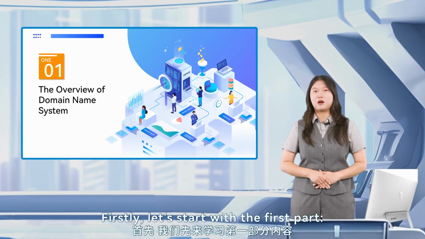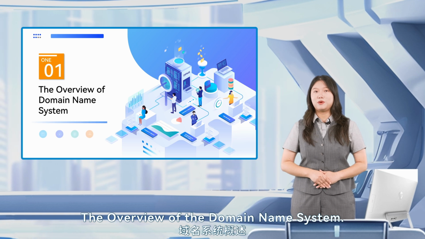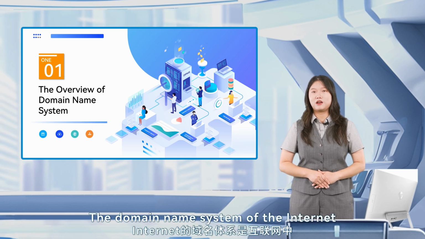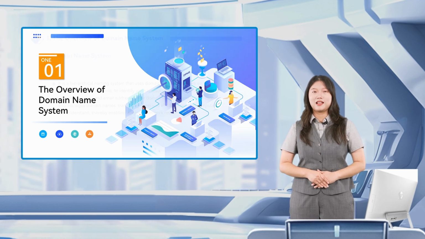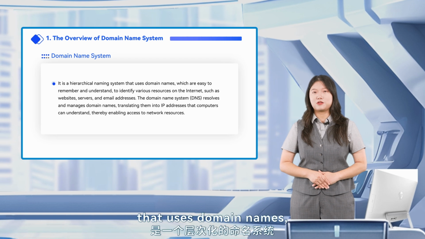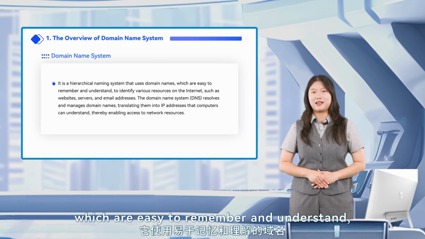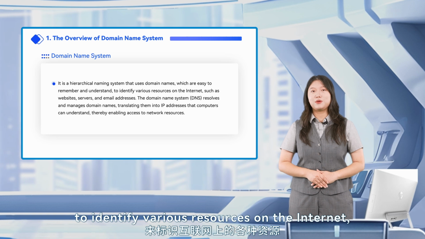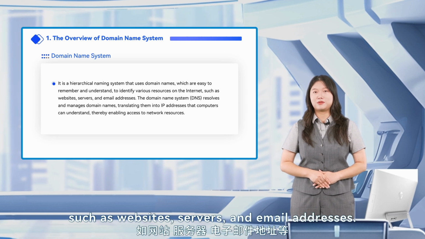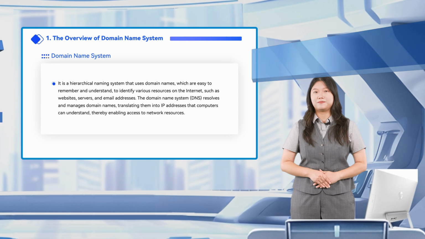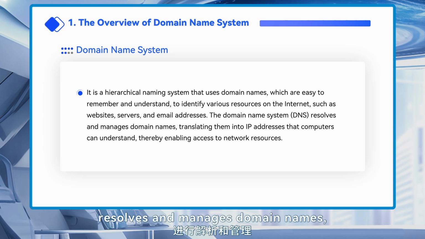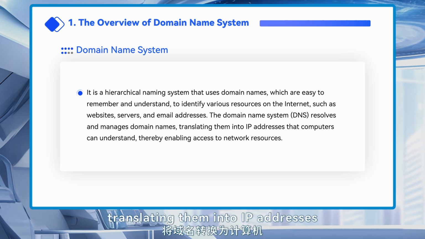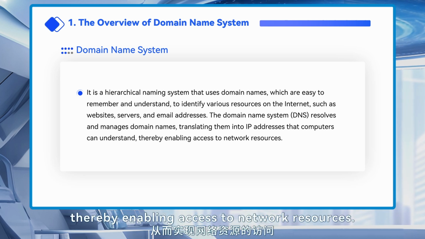Firstly, let's start with the first part, the overview of the domain name system. The domain name system of the Internet is a crucial system used to identify and locate network resources. It is a hierarchical naming system that uses domain names, which are easy to remember and understand, to identify various resources on the Internet, such as websites, servers, and email addresses. The domain name system resolves and manages domain names, translating them into Internet Protocol addresses that computers can understand, thereby enabling access to network resources.